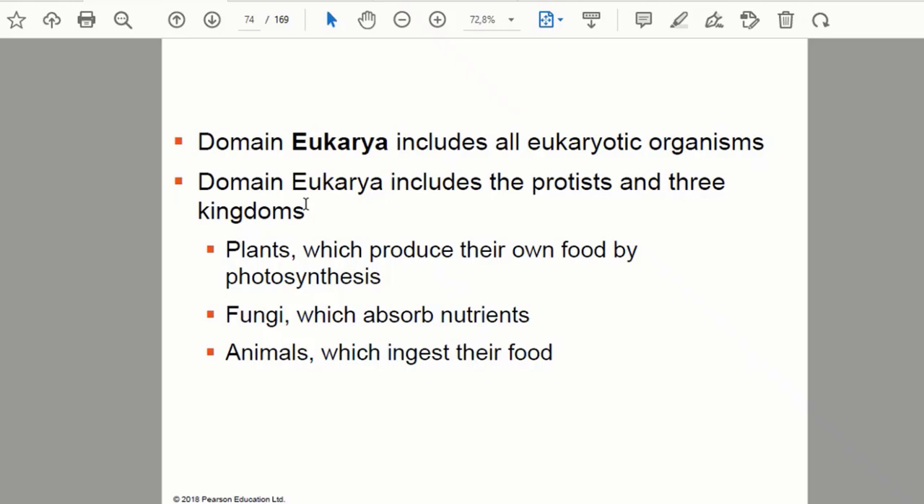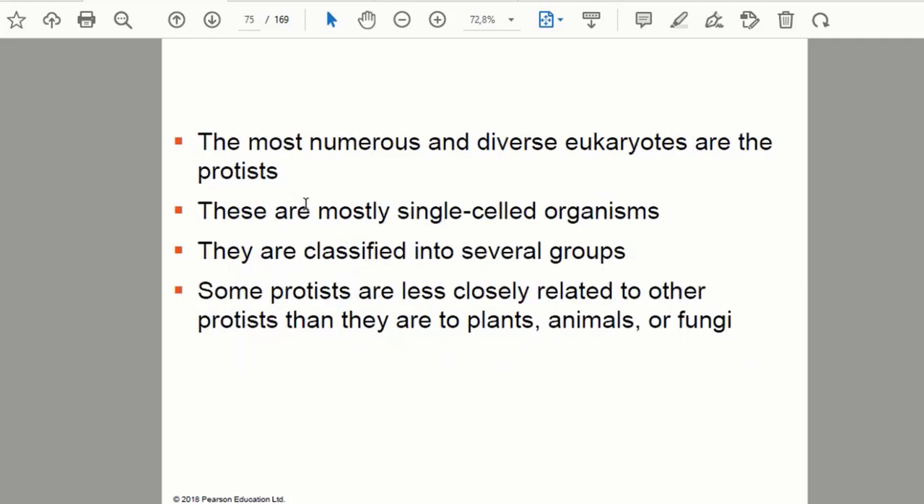Then the domain Eukarya includes the protists and three kingdoms. What are those three kingdoms? Plants, which produce their own food by photosynthesis; fungi, which absorb nutrients; and animals, which ingest their food. We will explain further as we go on.